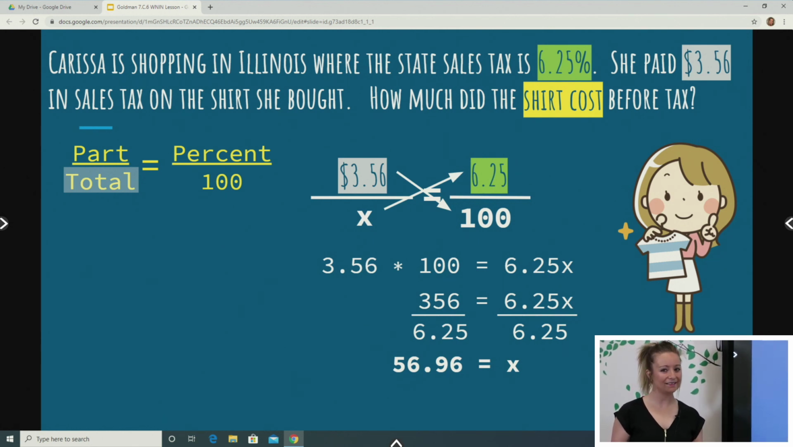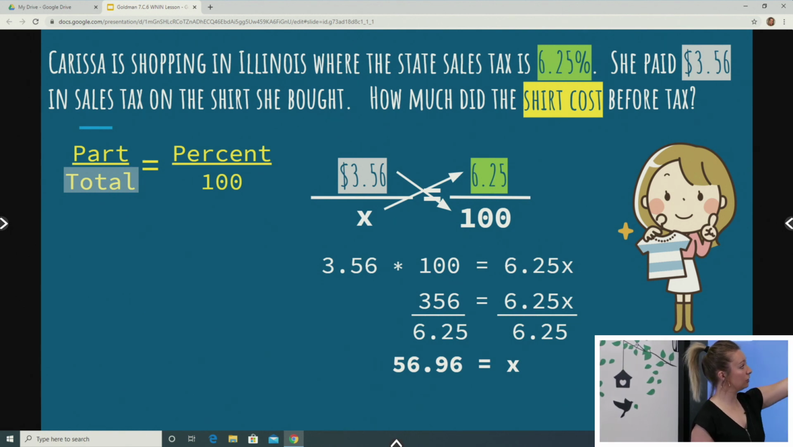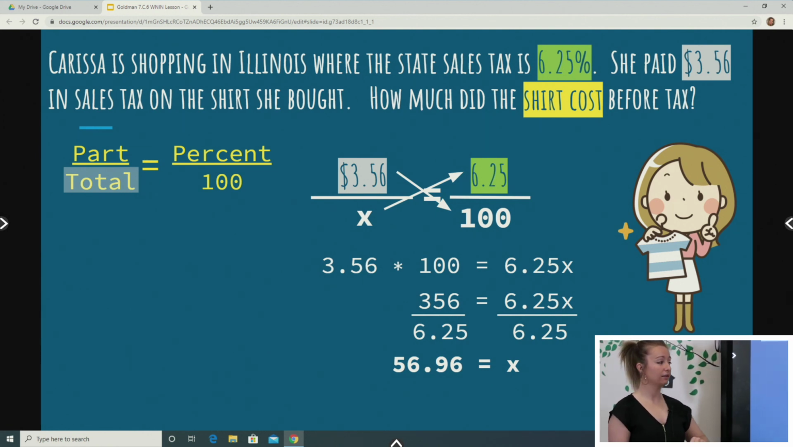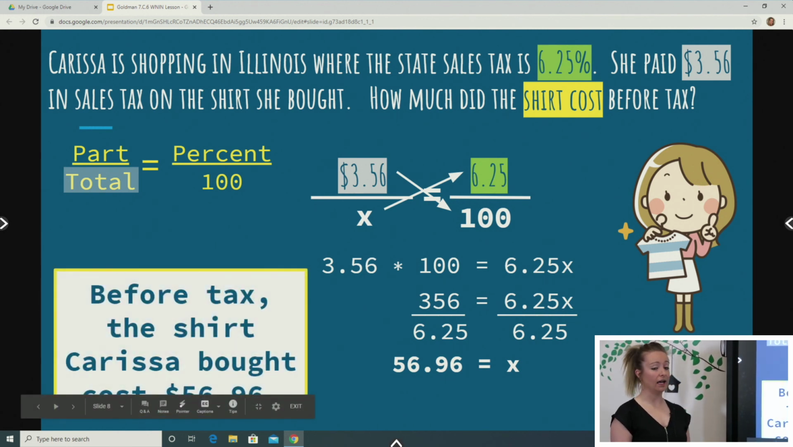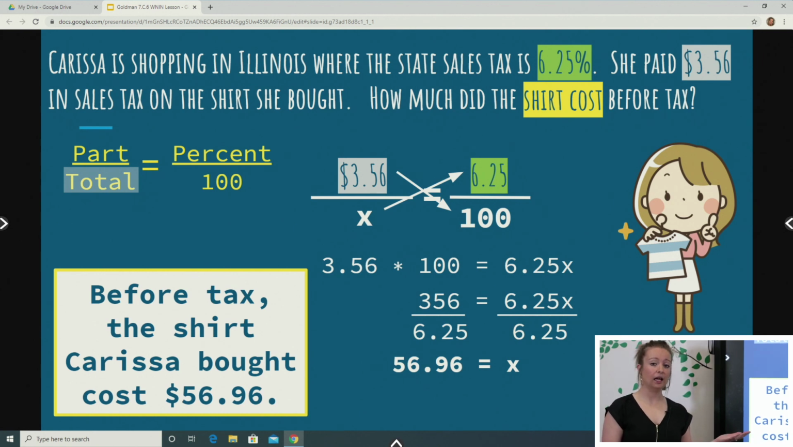But what does that mean again? Let's go back up to our question. We were looking for the cost of the shirt before tax. Since we found that 6.25% was our $3.56, we find the total of that was $56.96. Therefore, to answer our question, before tax, the shirt that Carissa bought cost $56.96. These two problems, along with the problem that was in the video, have covered missing the three different pieces: the part, the total, and the percent.